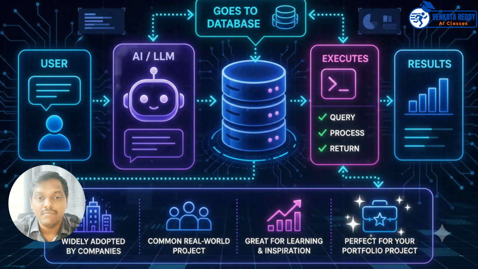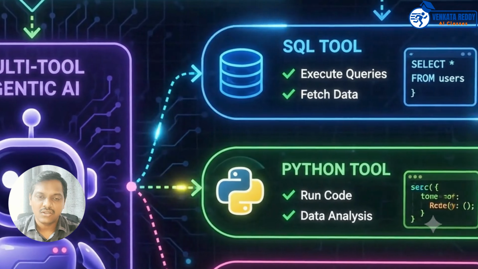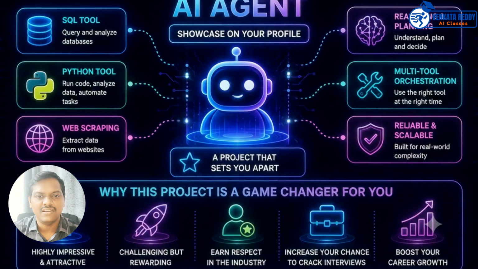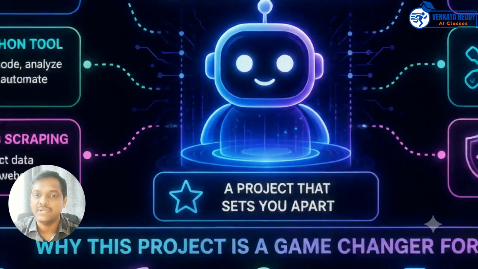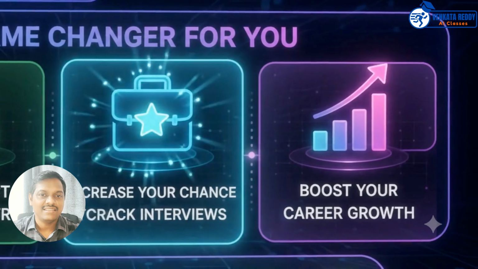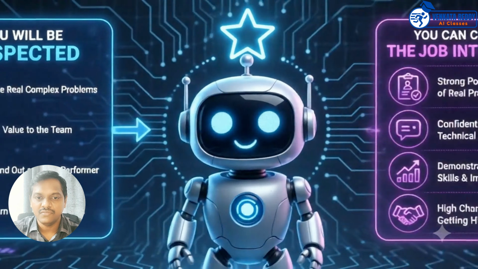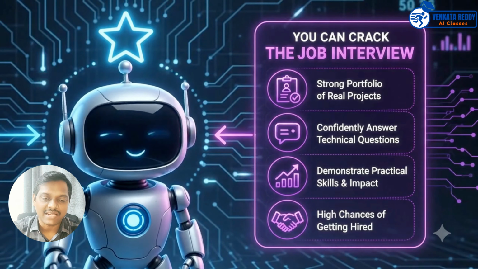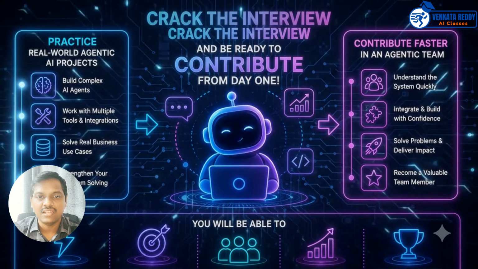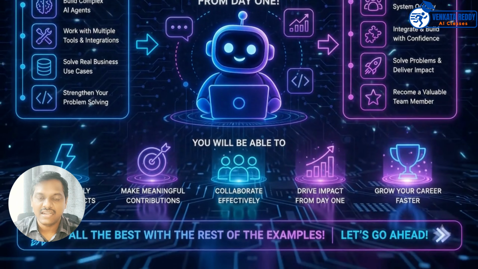And then the last one would be a multi-tool agentic AI project, where one agent will talk to a SQL tool, it will talk to Python, it will talk to web scraping, it will also connect to RAG and try to answer the user question. That will be one of the complex AI agents that you can show on your profile. It will be very attractive. Definitely it will be challenging, but if you do such projects, there is a very high chance that you will be respected, and a high chance that you can crack the job interview. Even after you crack the job interview, if you practice these kinds of projects, you should be able to contribute to the agentic AI team quite quickly as soon as you get deployed into the team. So all the best with the rest of the examples. Let's go ahead.